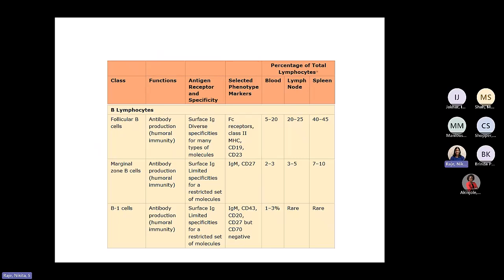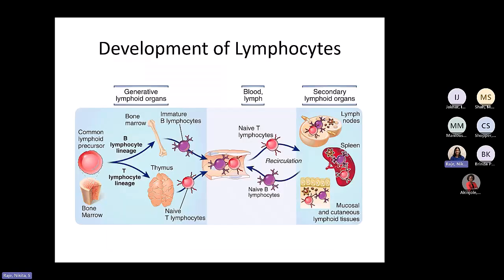On their surface, you will find IgM. For marginal zone B cells, they have CD27. B1 B cells also have other markers mentioned here. Again, just keeping in mind, follicular B cells are the important ones that are the classical B cells, but the marginal zone B cells and B1 B cells have limited specificity for a restricted number of molecules.